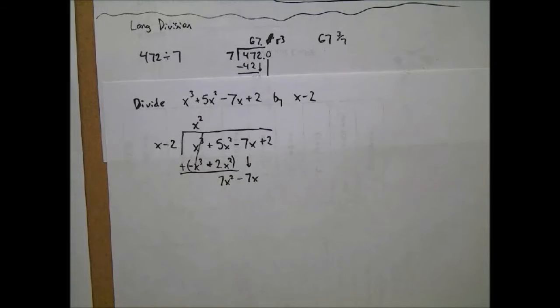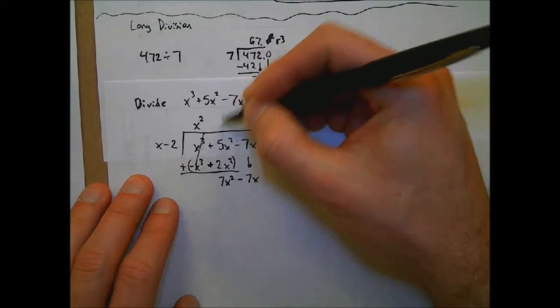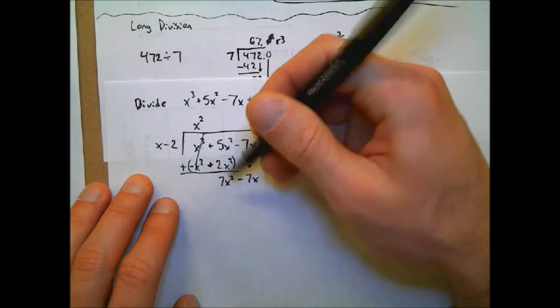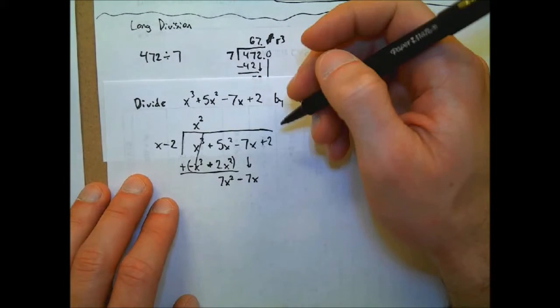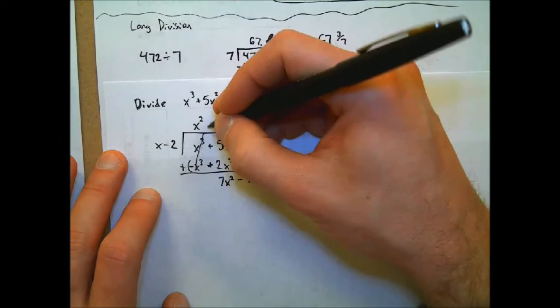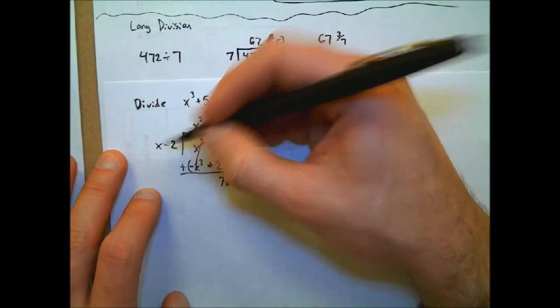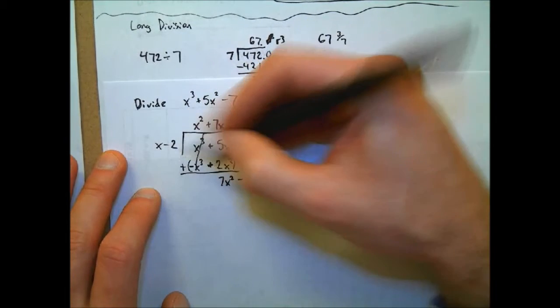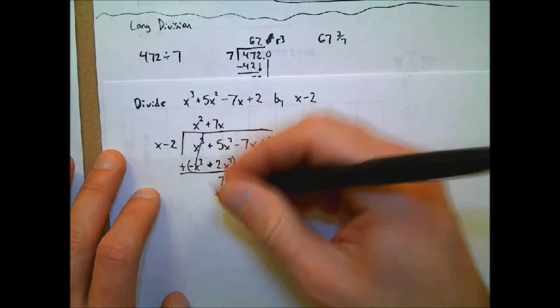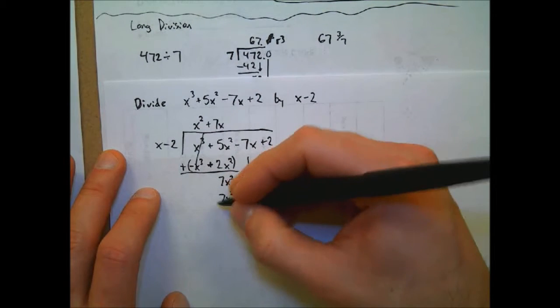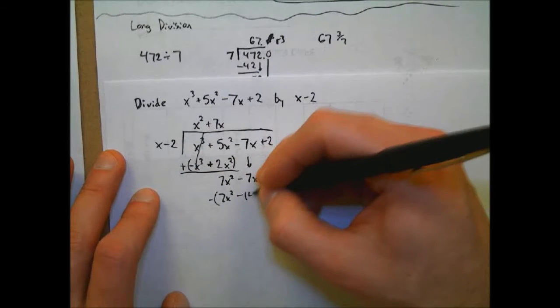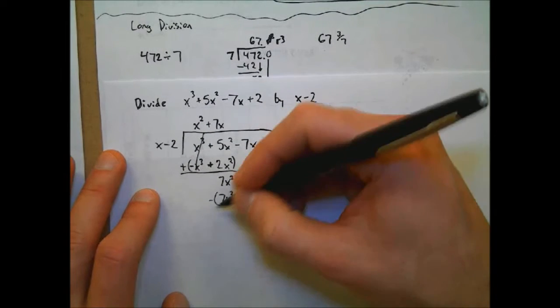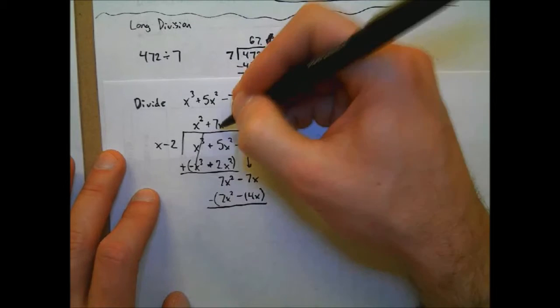So now we're going to look for a number. What times x will give us 7x squared? So a 7x, exactly right. 7 times a 1 will give us 7. x times x will give us the x squared. So 7x squared is what we're going to get there. Again, we're subtracting. 7x times minus 2, minus 14x. So again, the 7x distributes to the x and the minus 2 there.